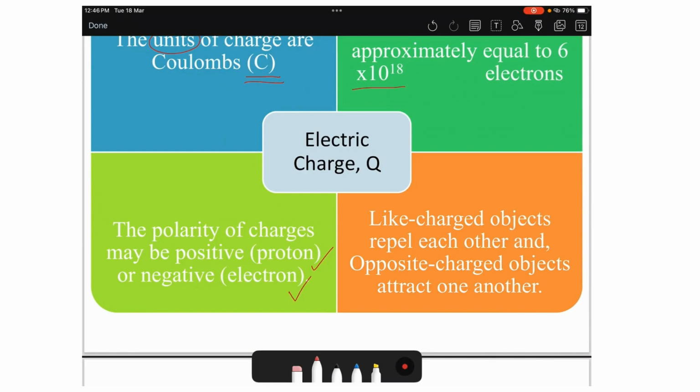This one we already know. It depends on how we rub the material, and where their position is in the triboelectric series. Like charges repel, and opposite charges attract each other.